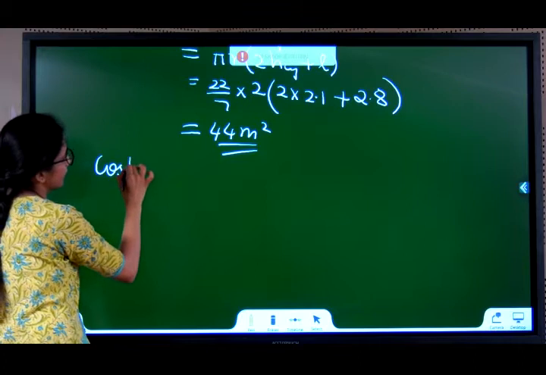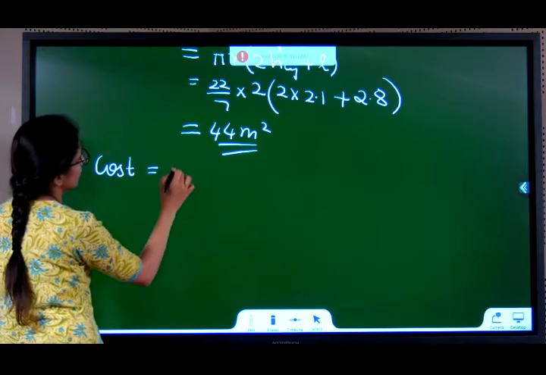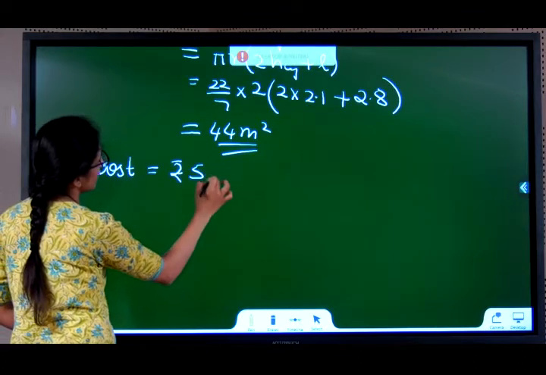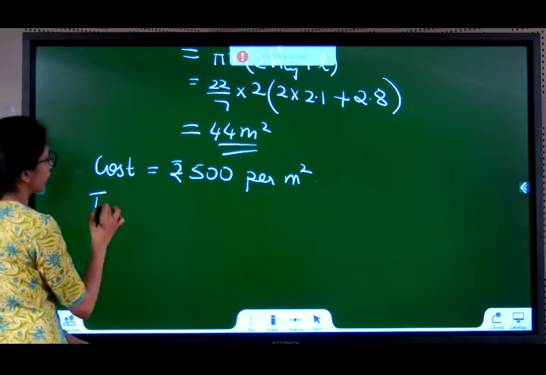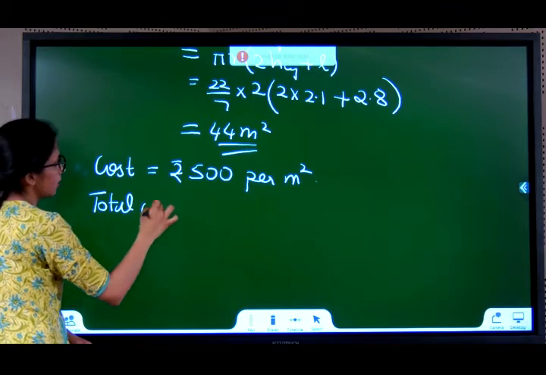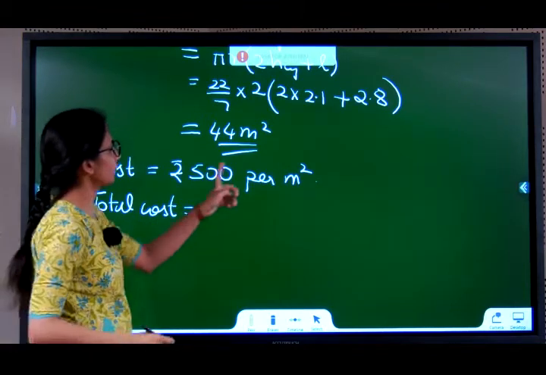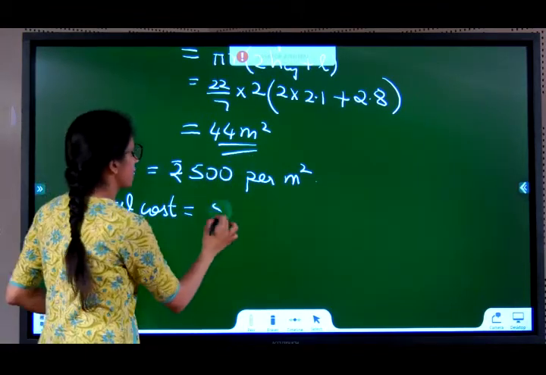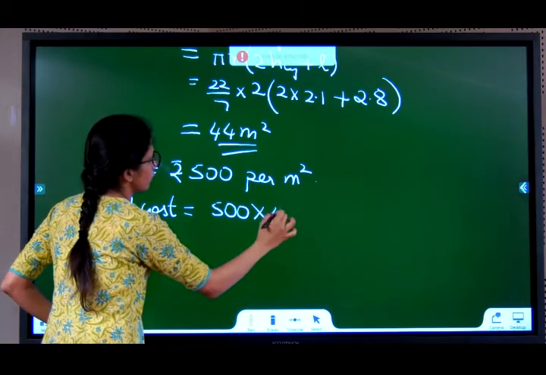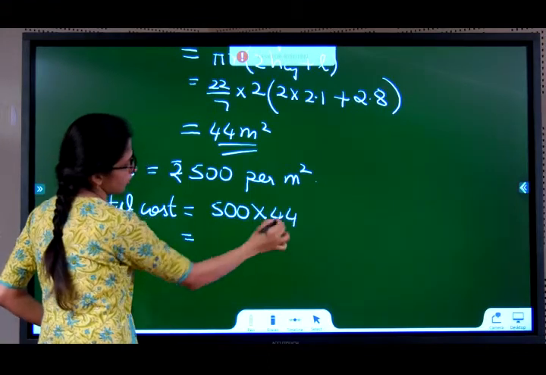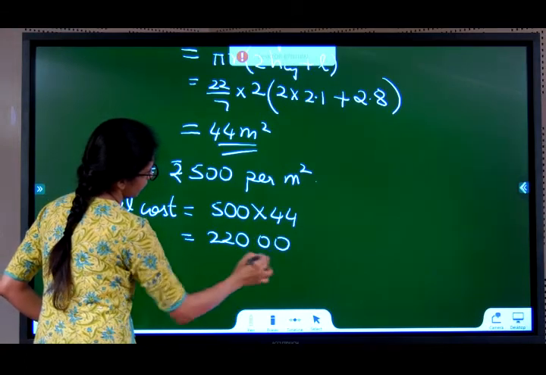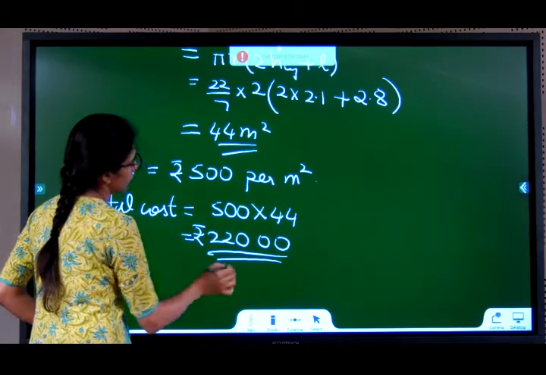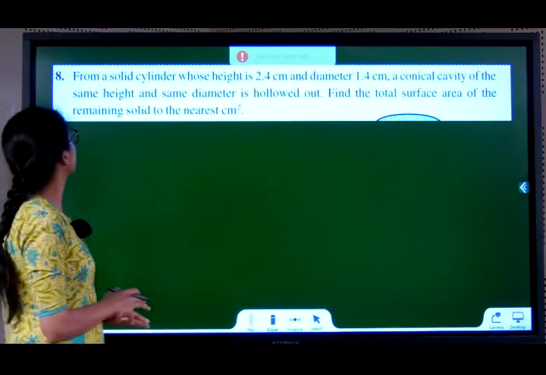Cost of the canvas given is rupees 500 per meter square. So what will be total cost? For 1 meter square, 500 rupees. For 44 meter squares, 500 into 44. What is 500 into 44? 220, and there are two zeros here. So rupees 22,000.